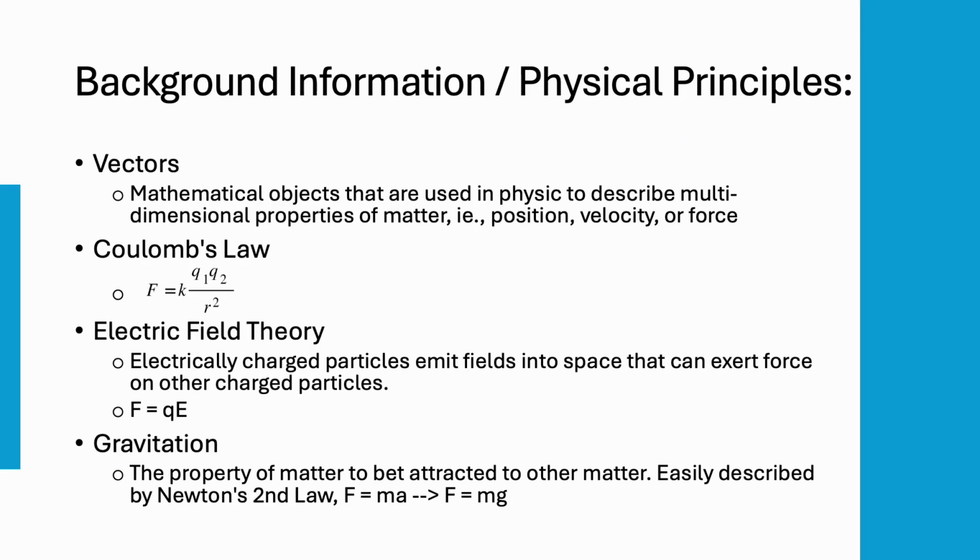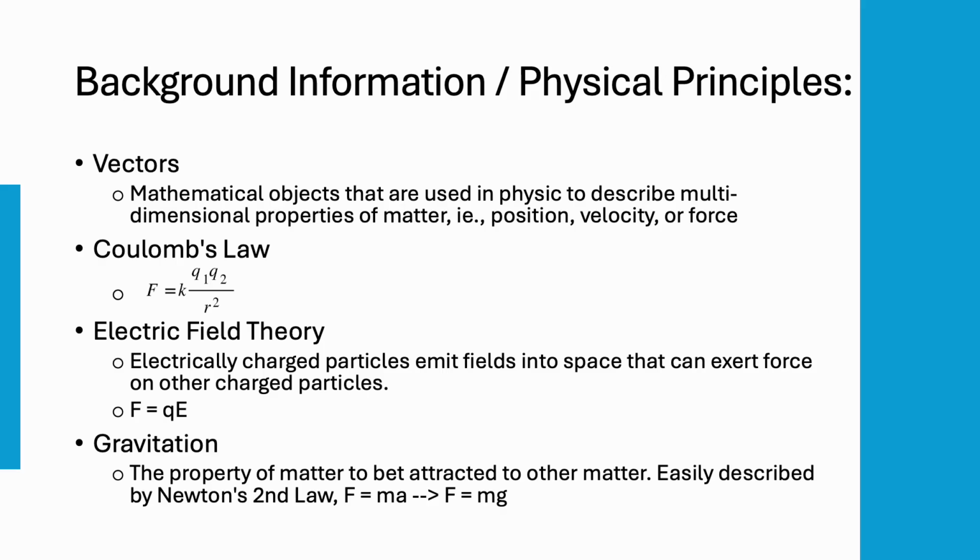Introduction. Background information and physical principles. Vectors are widely used in physics to convey multi-dimensional information and consist of a magnitude and direction of a quantity. Coulomb's law states that an electric force is proportional to the charges of 2 particles and inversely proportional to the distance between them squared. This is multiplied by Coulomb's constant, which is approximately 9 times 10 to the 9th newton meter squared divided by coulomb squared.